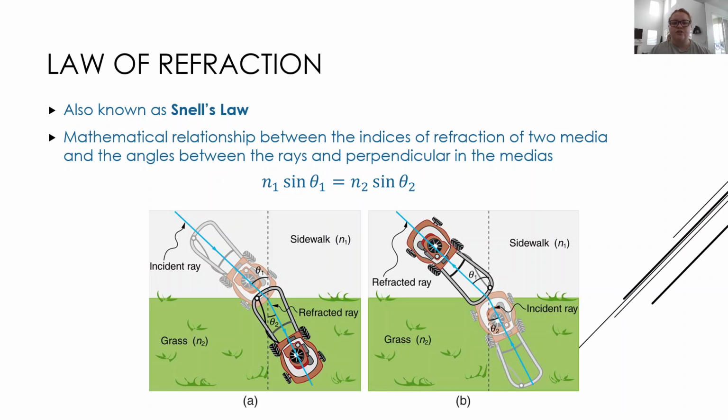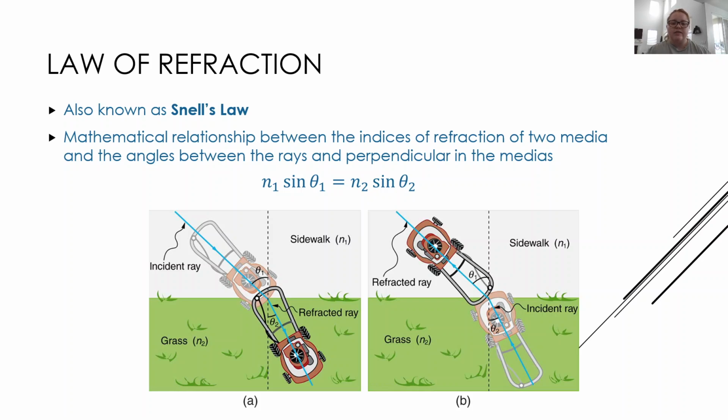Let's go ahead and continue our discussion with refraction by talking about the law of refraction. This is commonly known as Snell's law, and it's the mathematical relationship between the index of refraction of the two different media and the angles between the rays and the perpendicular of those media. The idea we had been looking at with refraction was that a ray of light would come in, hit a surface, and change direction. But we didn't talk about how that would happen.